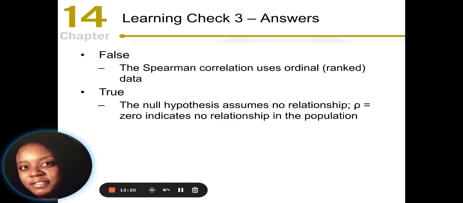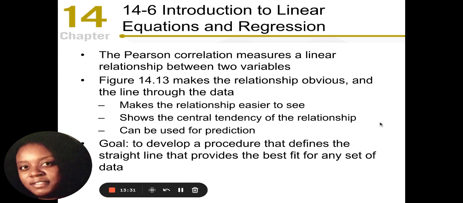The Spearman correlation uses ordinal or rank data, and the null hypothesis assumes no relationship, with 0 indicating no relationship in that population. The Pearson correlation is going to measure a linear relationship between two variables. Figure 14.3 makes the relationship obvious, and the line through the data makes the relationship easier to see. It shows us the central tendency of the relationship, and it can be used for prediction.